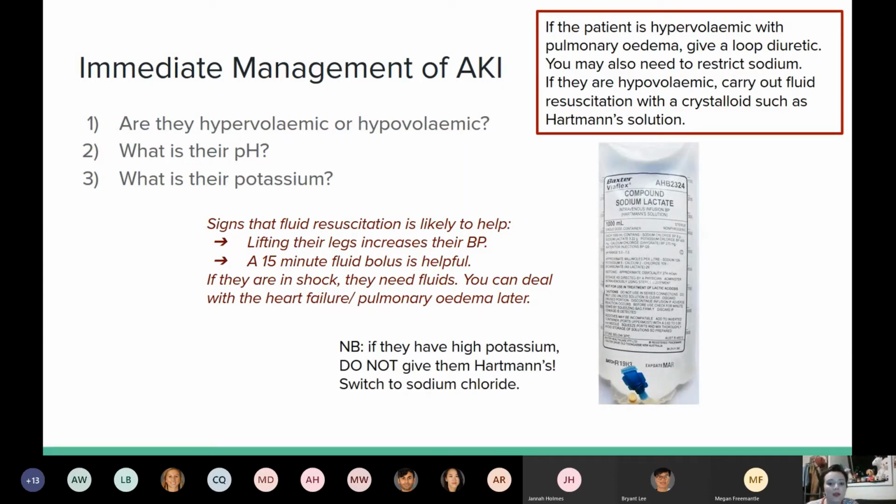If they have high potassium, do not give them Hartmann's, because you'll be doing all these things to lower their potassium, and then you look at the bag of fluid and realise you're just giving them more potassium. In that case, switching to something like 0.9% sodium chloride would be a good alternative.